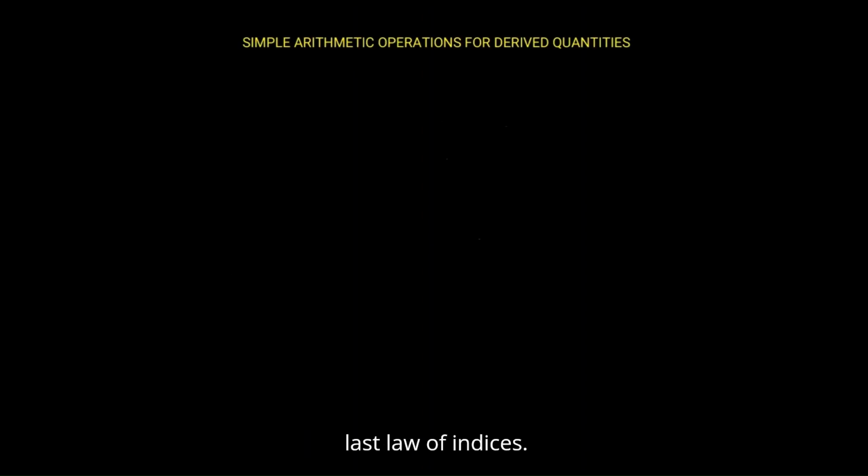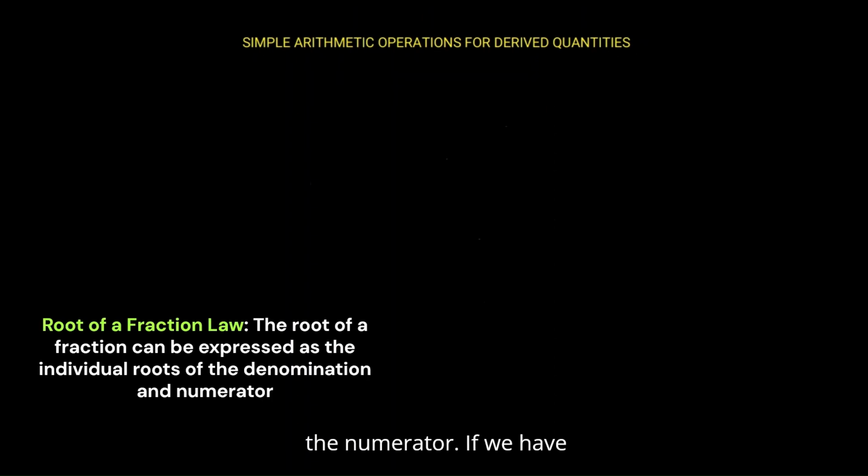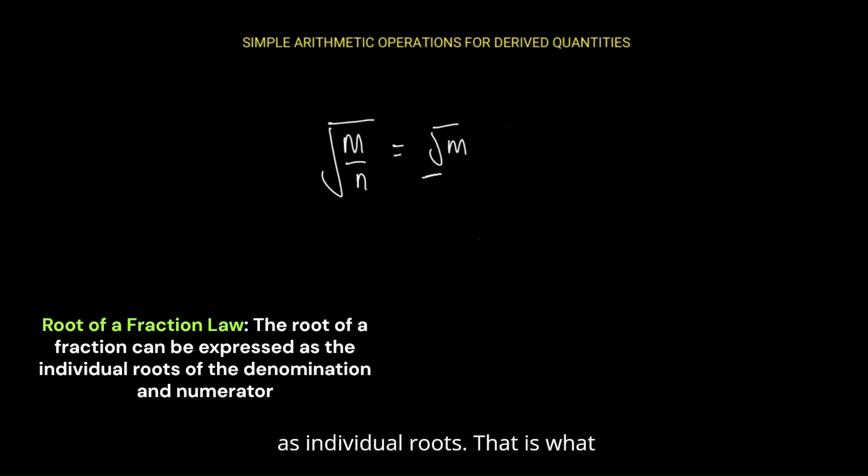Now, the last law of indices. It is known as the root of a fraction law. It states that the root of a fraction can be expressed as the individual roots of the denominator and the numerator. If we have m over n in a root, we can express this fraction m over n as individual roots. That is what the law tells us.